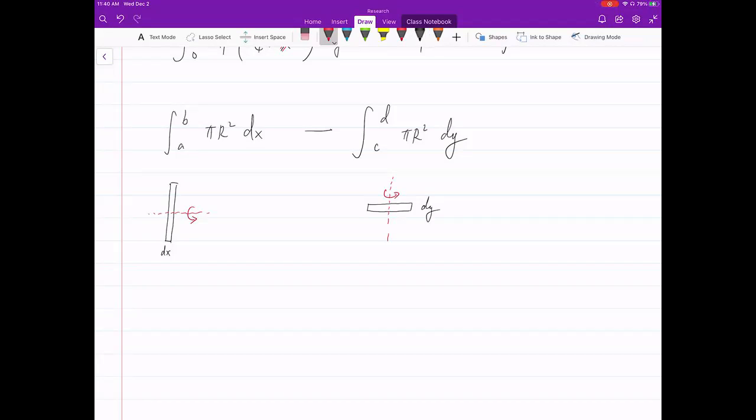If you rotate this way, your cylinder, your disk has to be in this way, then you have to do dx. If you rotate horizontally, you have to do dy. It's not a choice. So rotation determines which one you take. We call this one rotating vertically, and we call this one rotating horizontally.